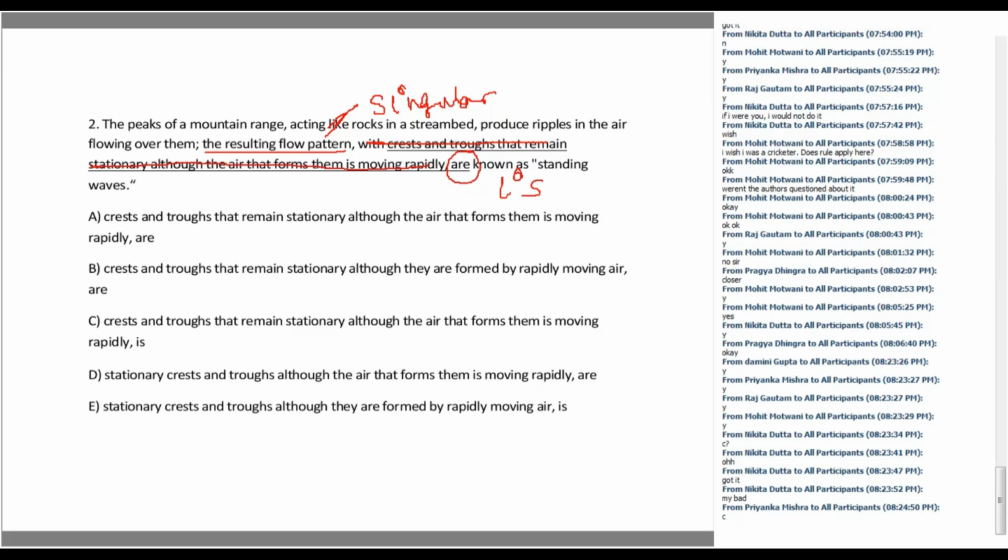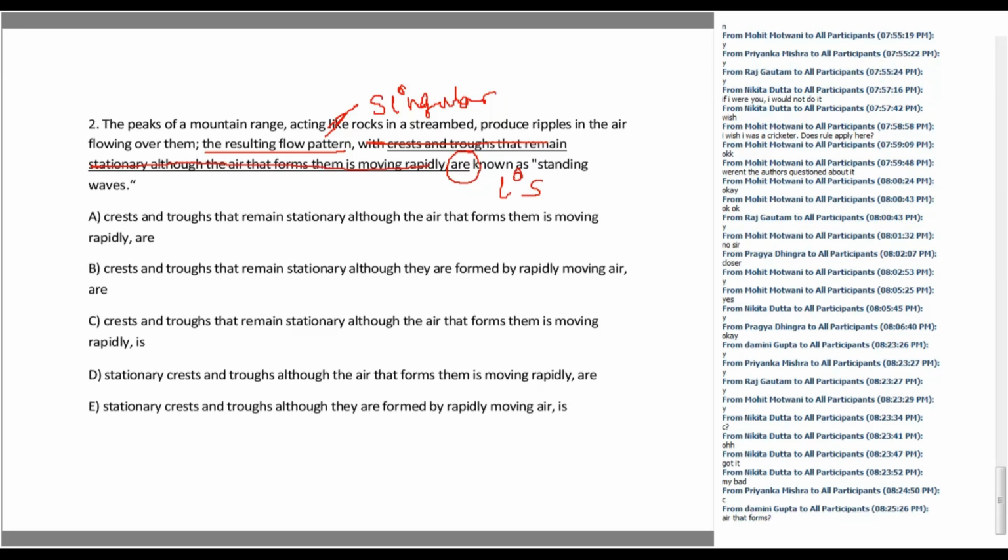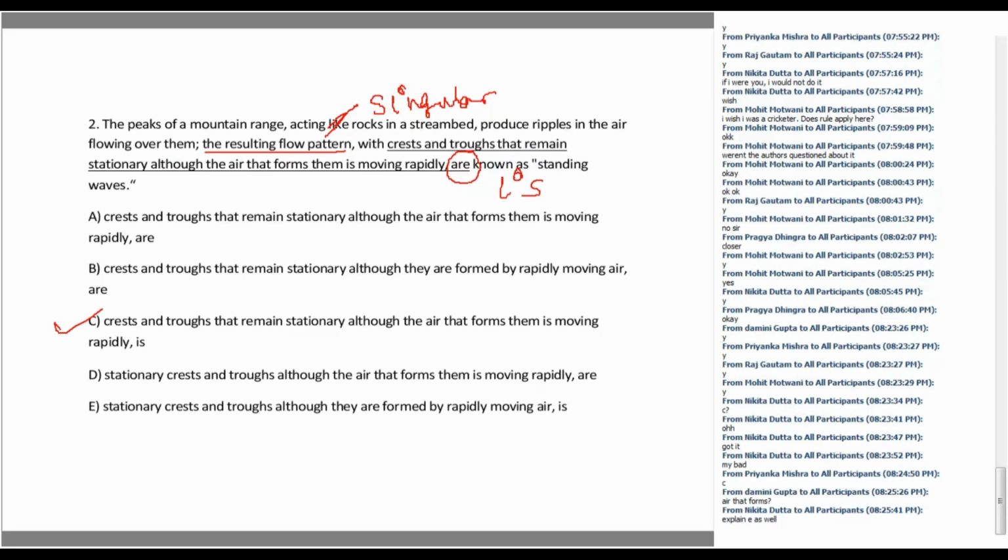That is why the answer for this question is number C, I think, yes. Damini, air that forms them. Yes. The air that forms the crests and troughs. "Them" refers to the crests and troughs.